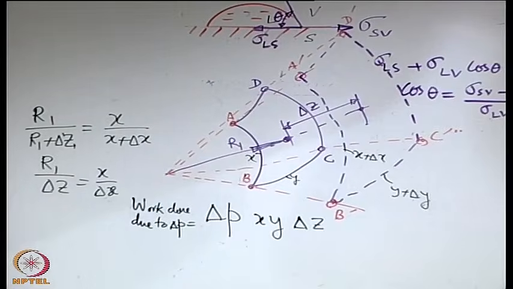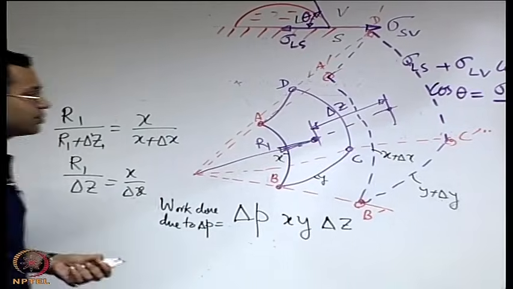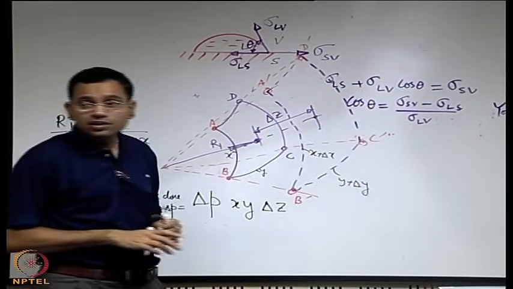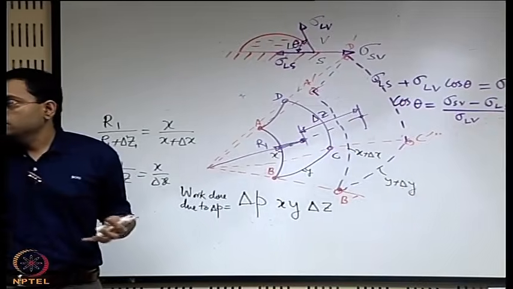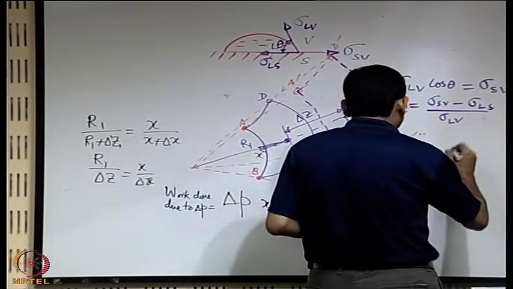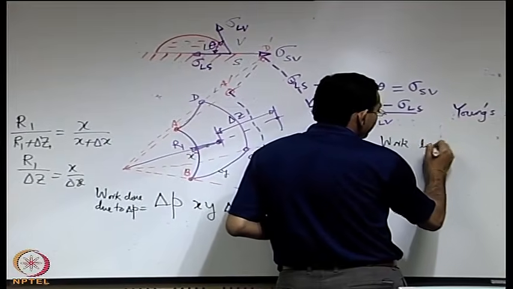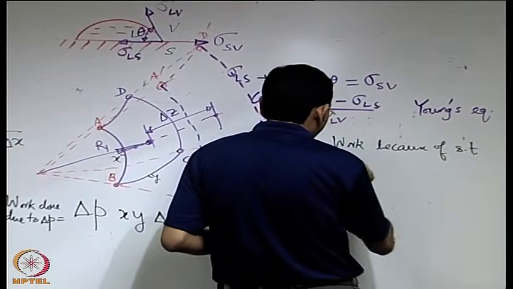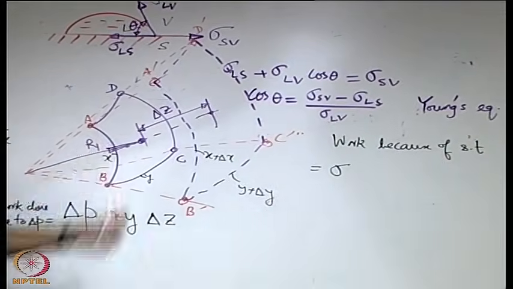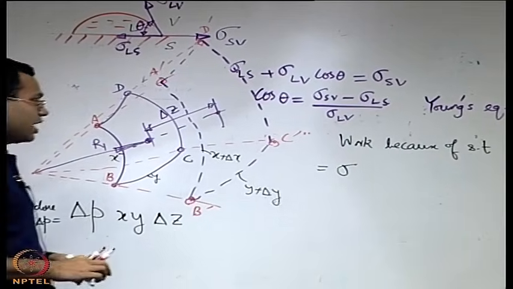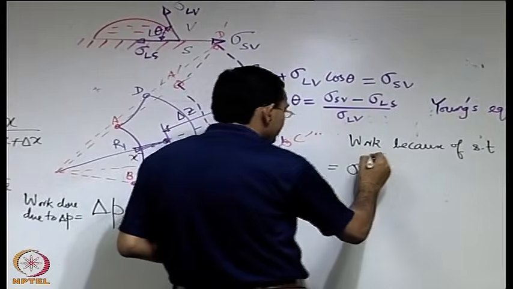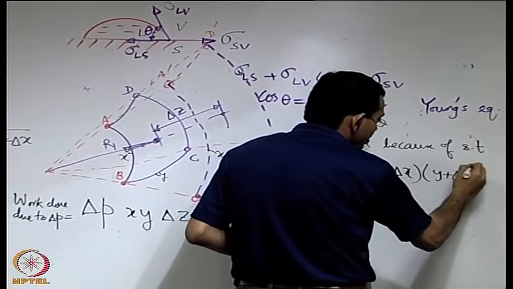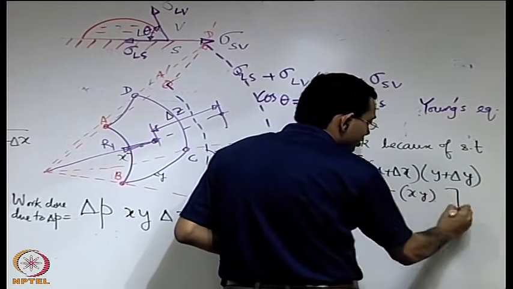So, this should be the corresponding work because of the surface tension. So, what is the corresponding work because of the surface tension? That is the surface tension coefficient times the change in area. So, the work done because of surface tension, let us say sigma is the surface tension coefficient between the two phases interacting here, that times the delta A. So, what is that delta A? X plus delta x into y plus delta y is the new area minus xy is the old area.